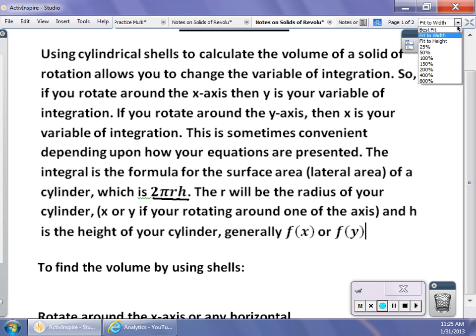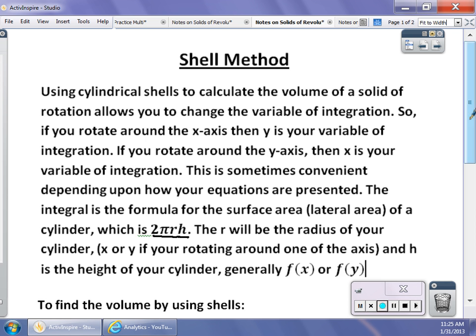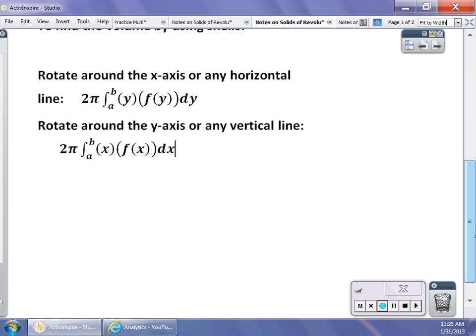So when I set up my integral, let's find the volume by shells. If you're rotating around the x-axis or a horizontal line, it's 2 pi, and the a value and the b value are going to be y numbers now. So that's going to be my radius, and that's going to be my height. The radius can sometimes change if I change my center of revolution, like if I rotate it around 5 or -2 or 7.